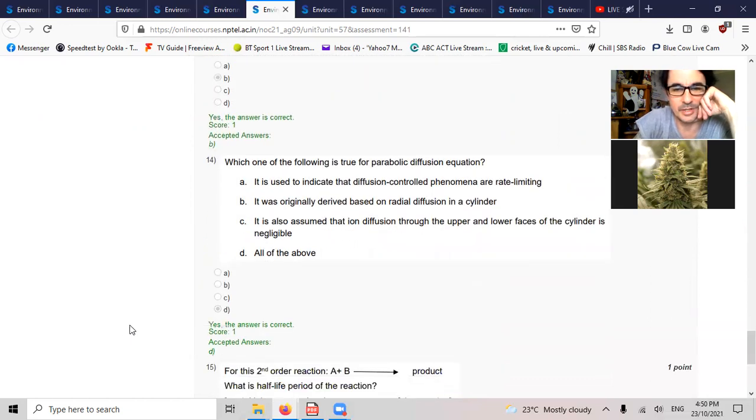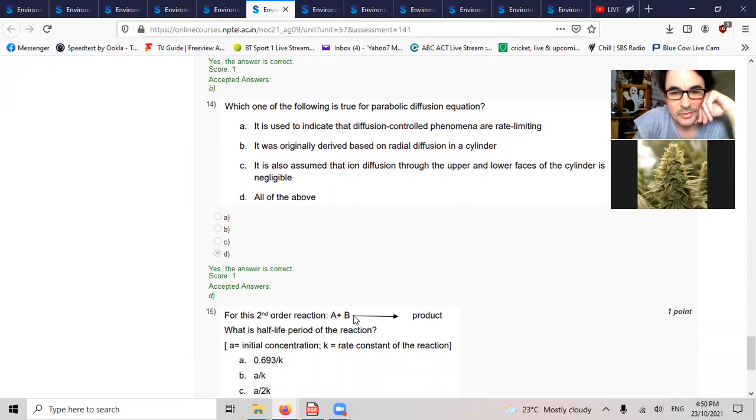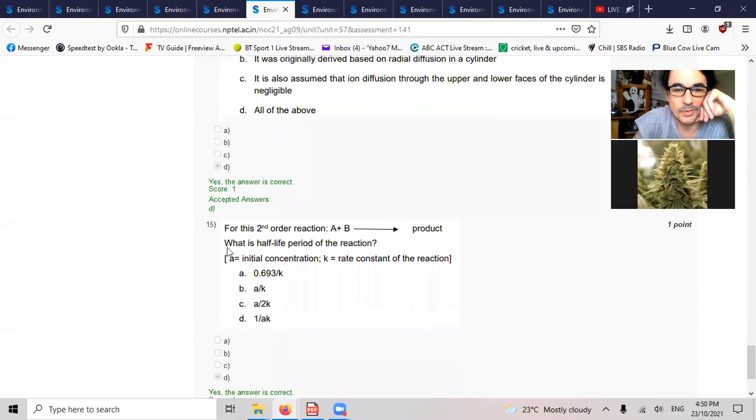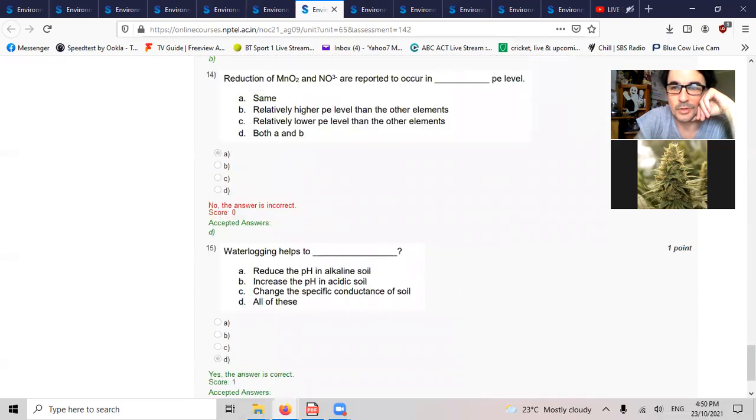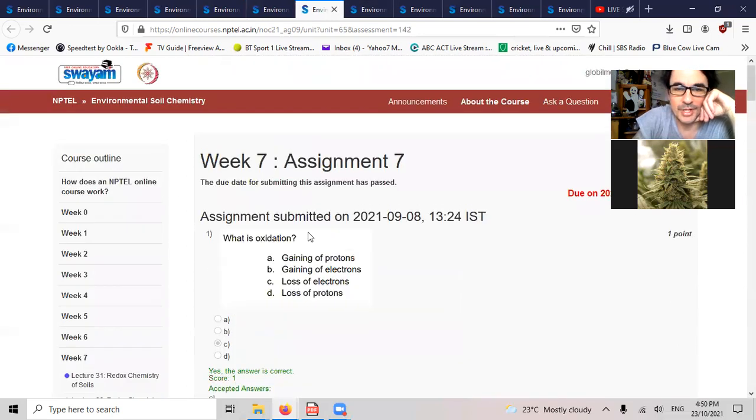D, it's all of the above. The second order reaction, that's a one reaction. Right, redox. What's oxidation? What is oxidation? When you take away electrons.